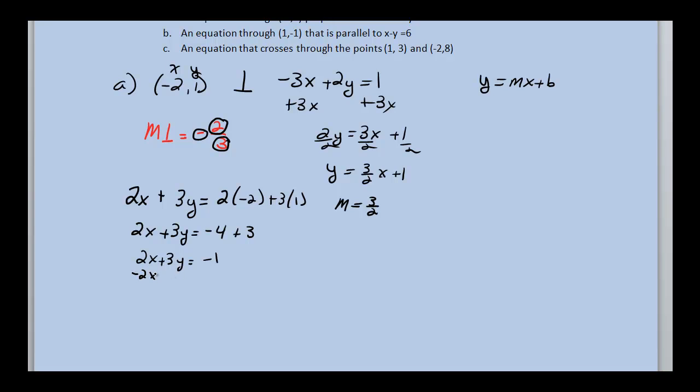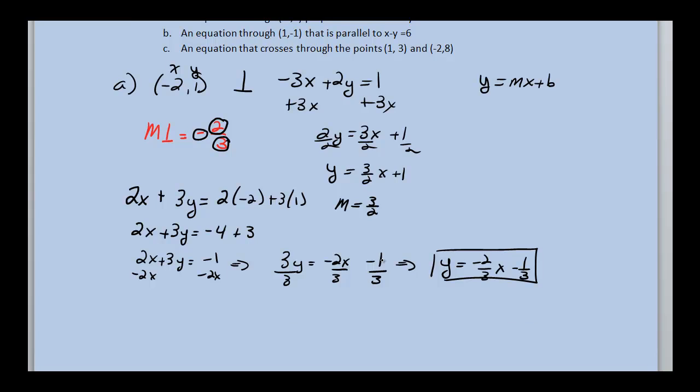Solving, we're going to subtract 2x on both sides. So this gives us 3y is equal to negative 2x minus 1, dividing everything by 3. So we get y is equal to negative 2/3 x minus 1/3. So that would be your answer to A.